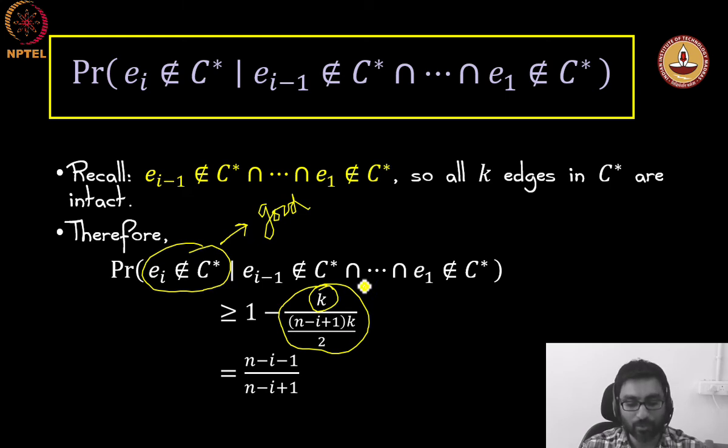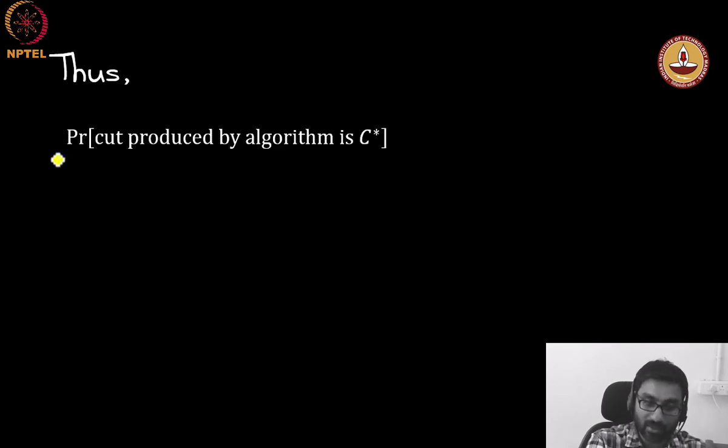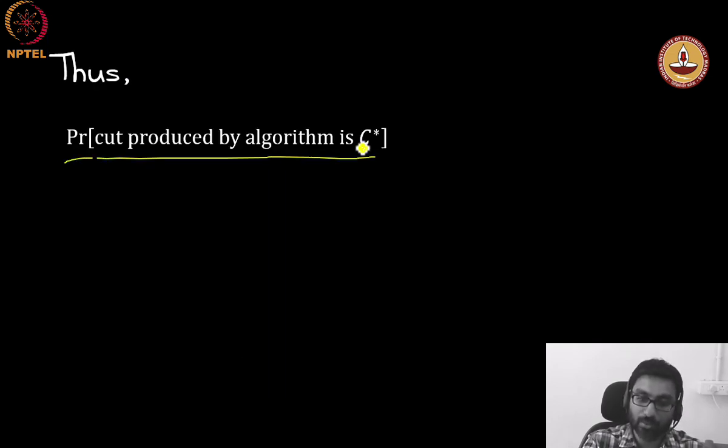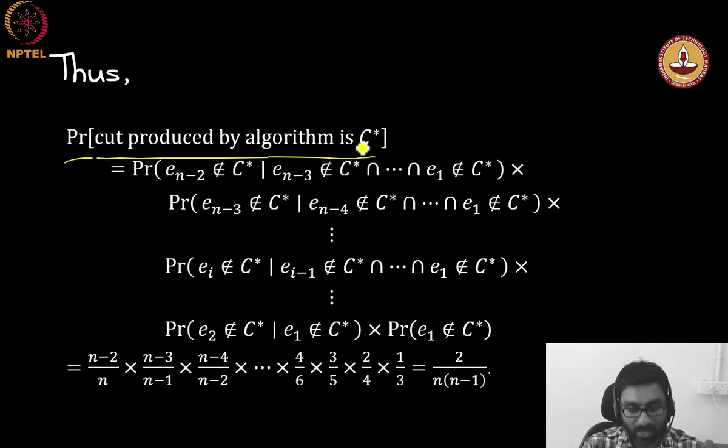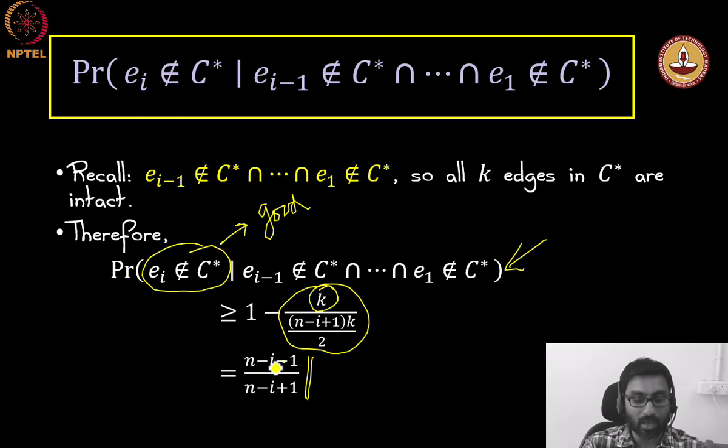If you work that out, it comes out as n minus i minus 1 divided by n minus i plus 1. This is the expression we get for this one probability term. Going back to the original probability that the cut produced by the algorithm is C star, we wrote that as the product of multiple conditional probabilities, and for each one we have n minus i minus 1 divided by n minus i plus 1.